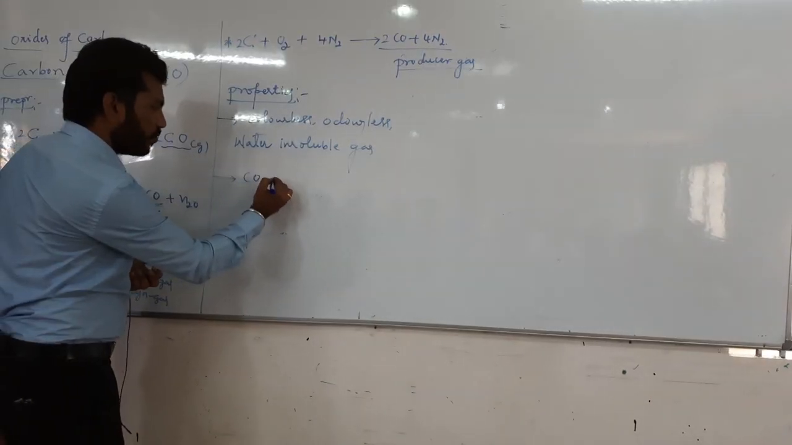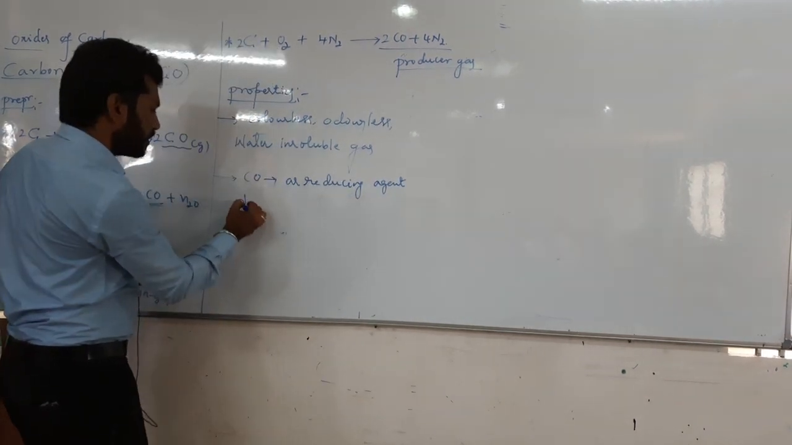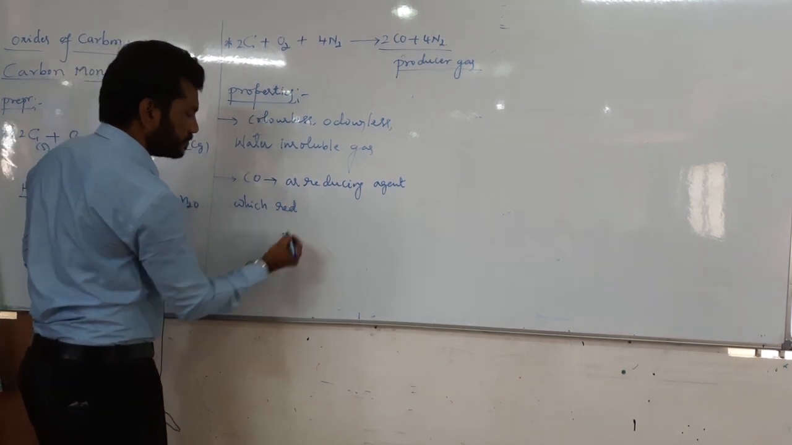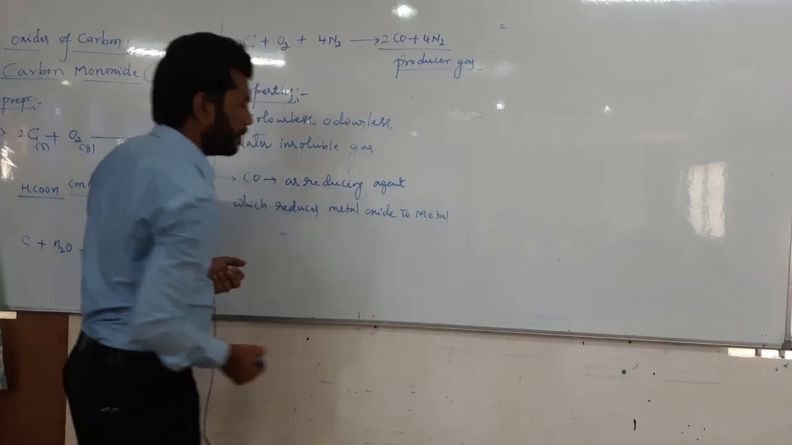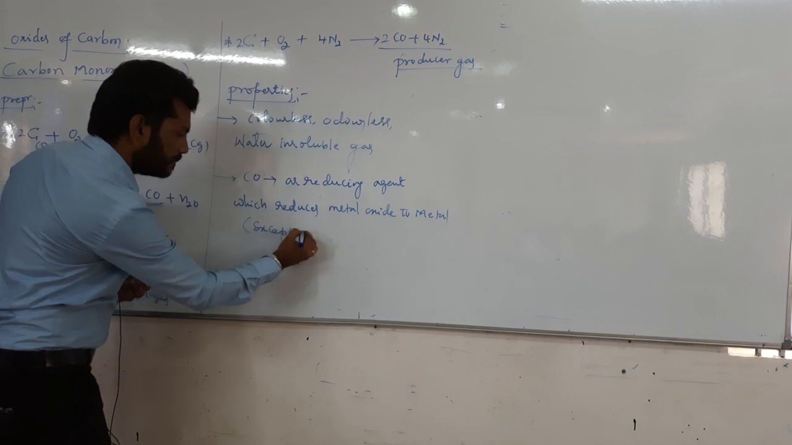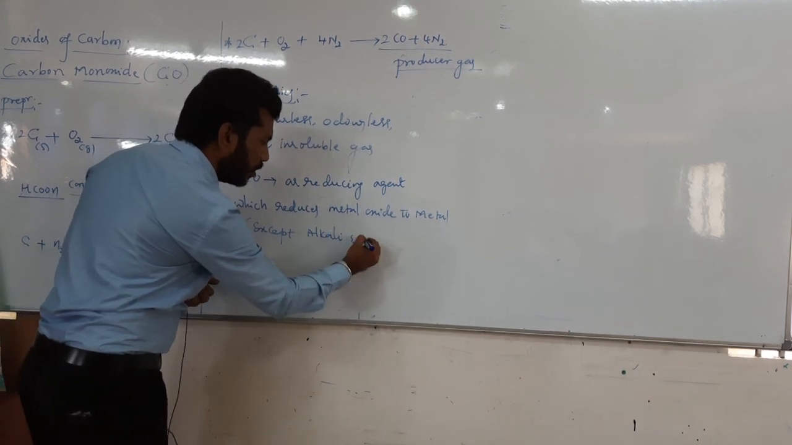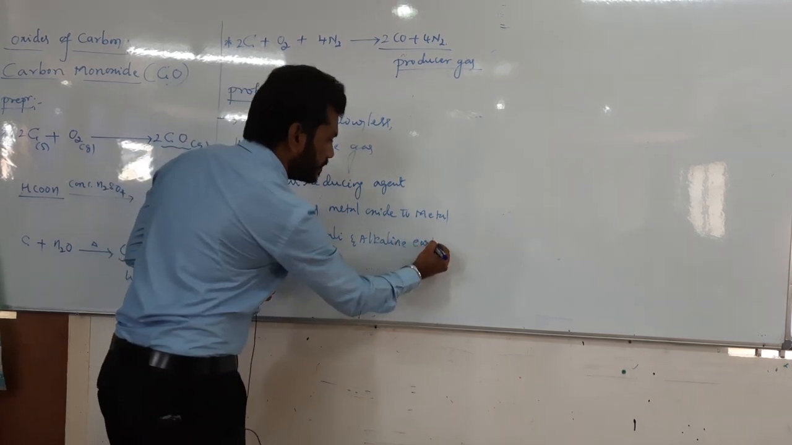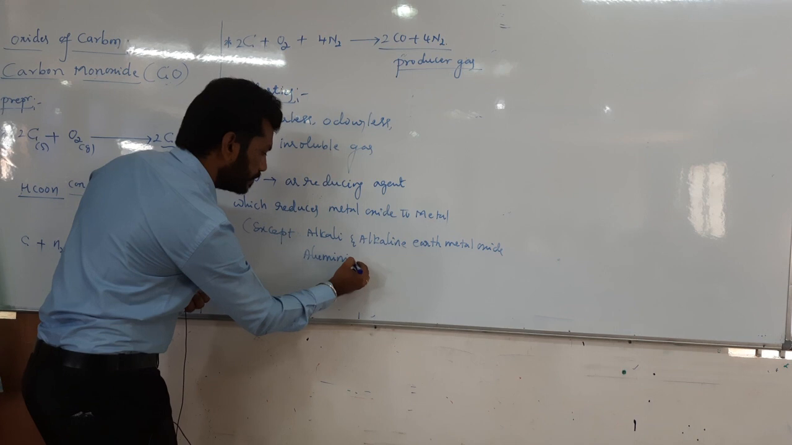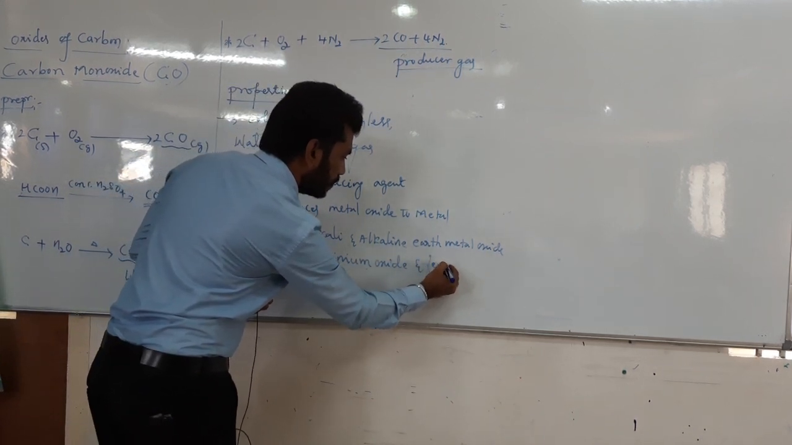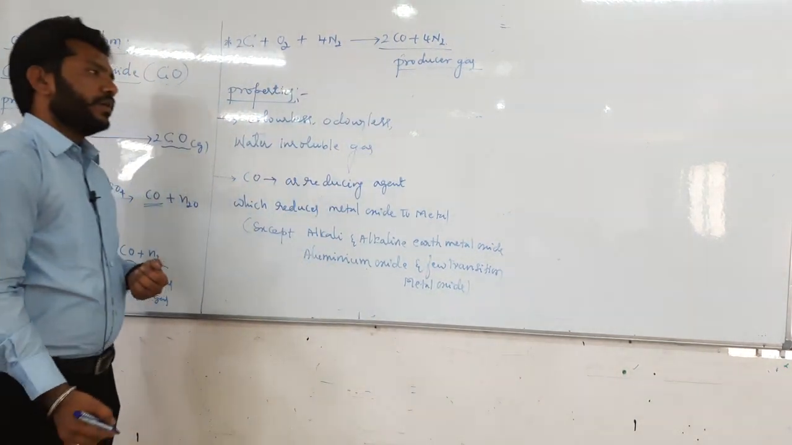Carbon monoxide behaves as a reducing agent, which reduces metal oxide to metal, except group first, that is alkali metal oxide, alkali and alkaline earth metal oxide, and aluminium oxide, and few transition metal oxides. Few transition metal oxides.